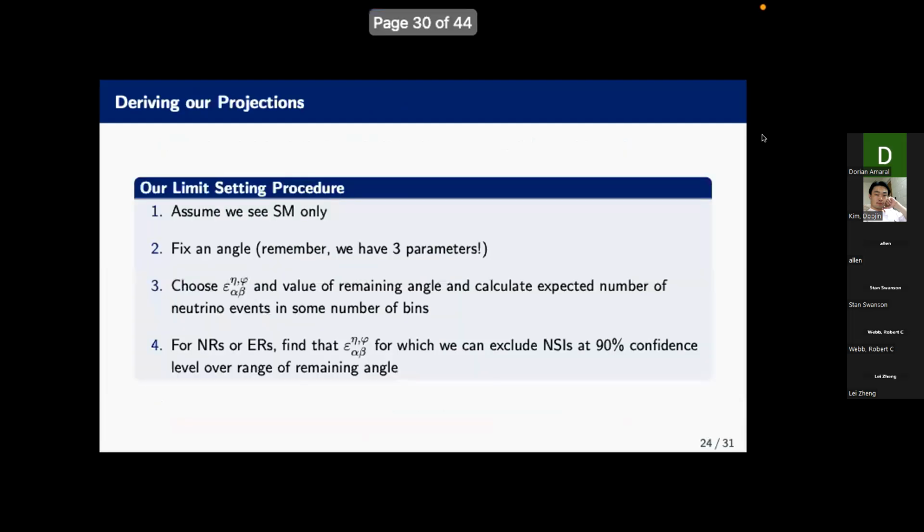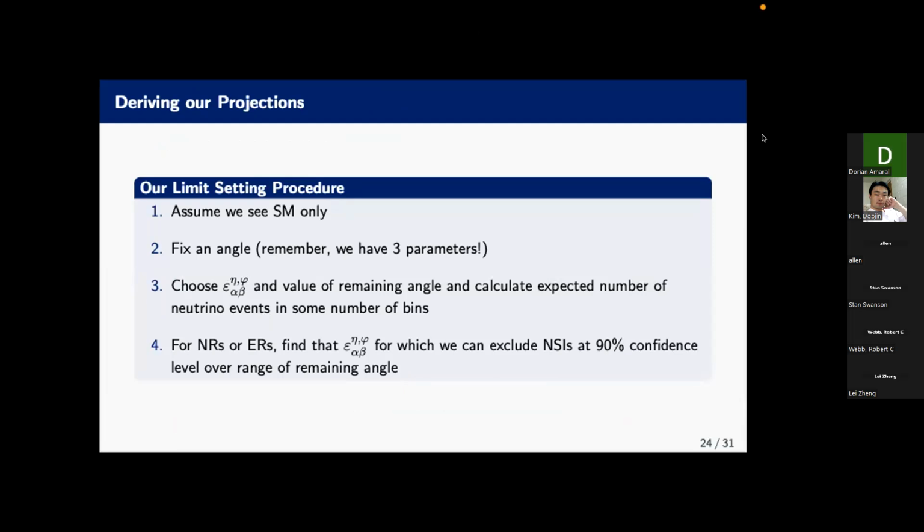Okay, so for creating the limits with the data, we use the data and we use the statistics relevant for that data. For deriving our projections, we follow this algorithm. So we assume that we see exactly the same one. We then fix some angle because we're coming back to the point. It's very difficult to do everything at once. It's not impossible, but it is very doable.